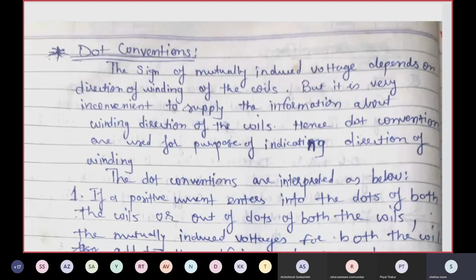So it is very difficult to provide the information of winding direction of the coils. That's why to determine the sign of mutually induced voltage, these dot conventions are used. And these dot conventions and the sign of that mutually induced EMF depends on the direction of winding of the coils. So dot conventions are used for the purpose of indicating the direction of winding.